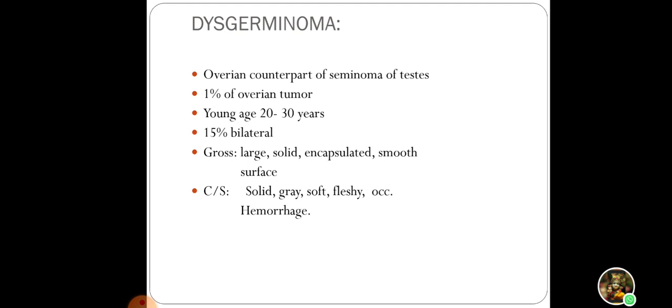Dysgerminoma, the ovarian counterpart of the seminoma of the testis, is dysgerminoma in the female. It is 1% of ovarian tumors. It happens at a young age, between 20 to 30 years. 15% are bilateral. Grossly, it is large, solid, encapsulated, with a smooth surface, and the cut section shows solid grey, soft, fleshy tissue with occasional hemorrhage.